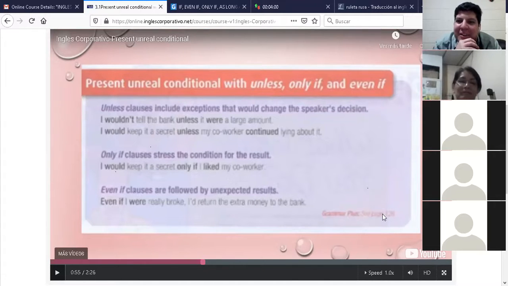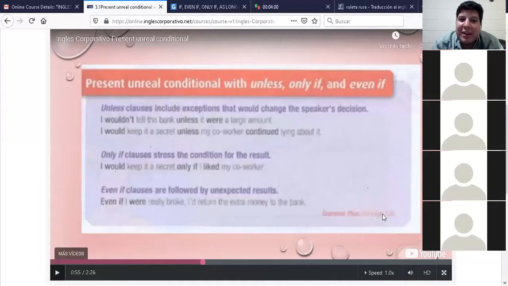Even if I were tired, I'd, remember that is I would. That's the contraction. I would study English at night. Even if I were. Remember that in conditionals we use were instead of was, regardless of the subject. Even if I were tired, I would study English at night. There you go.